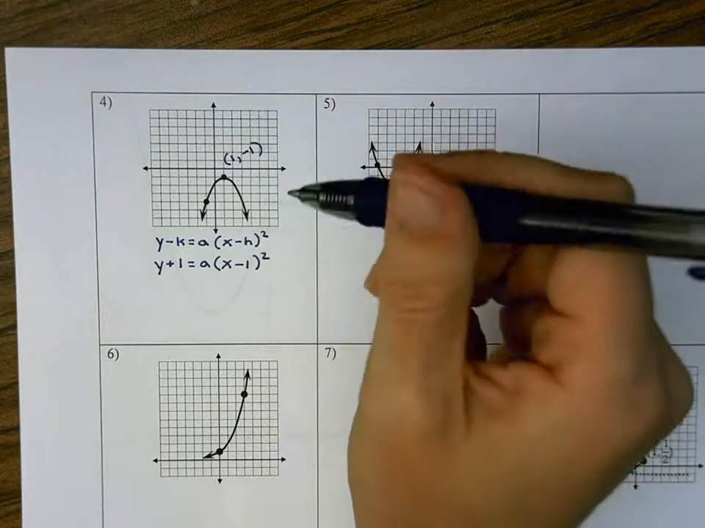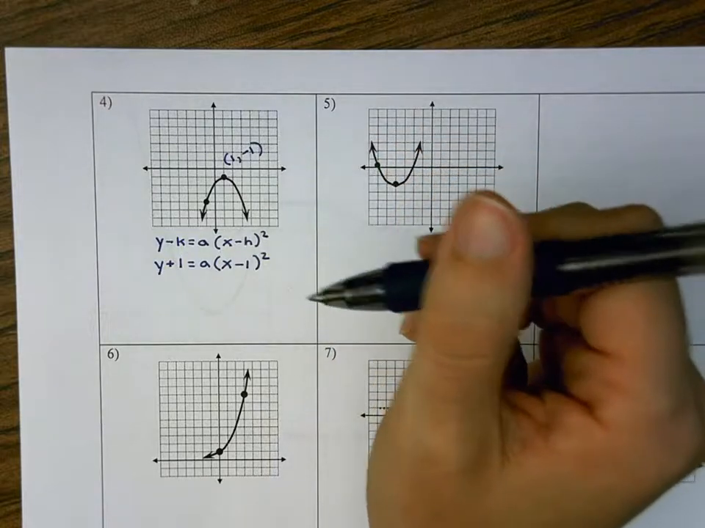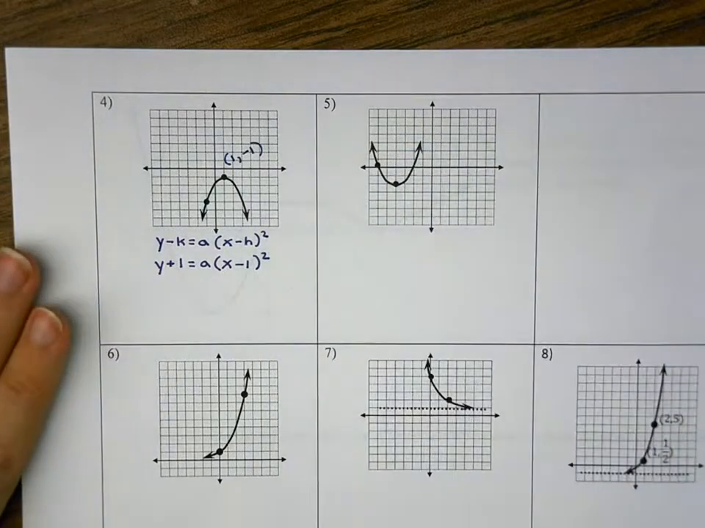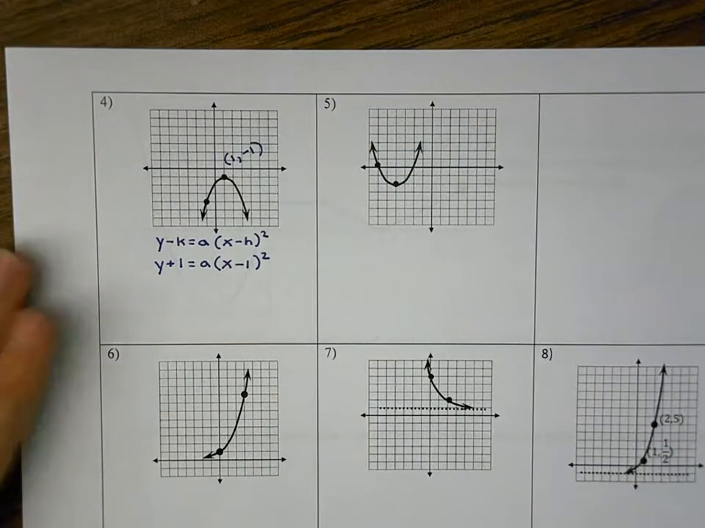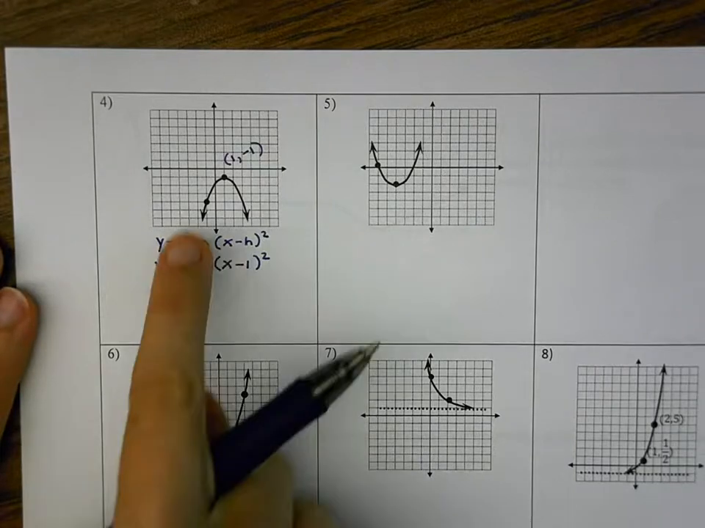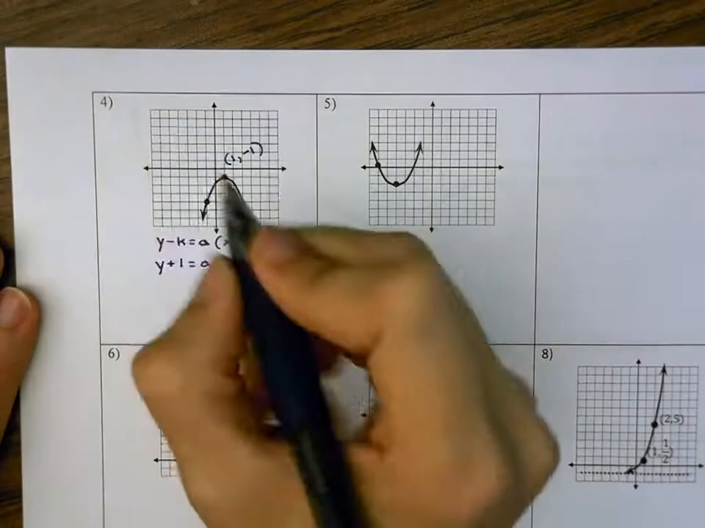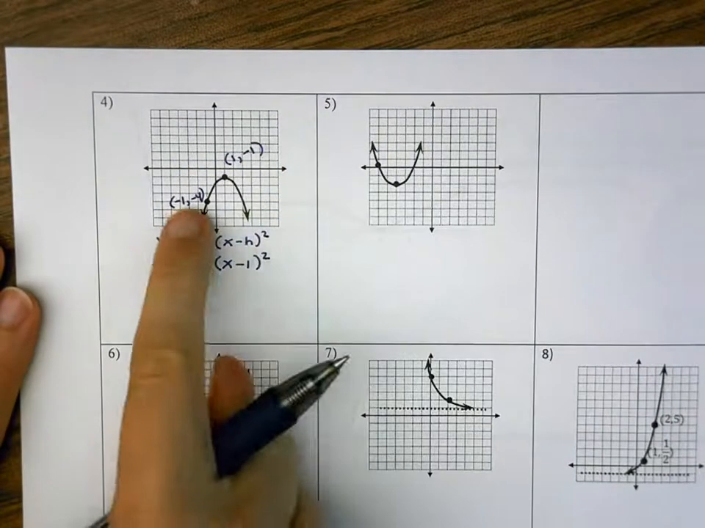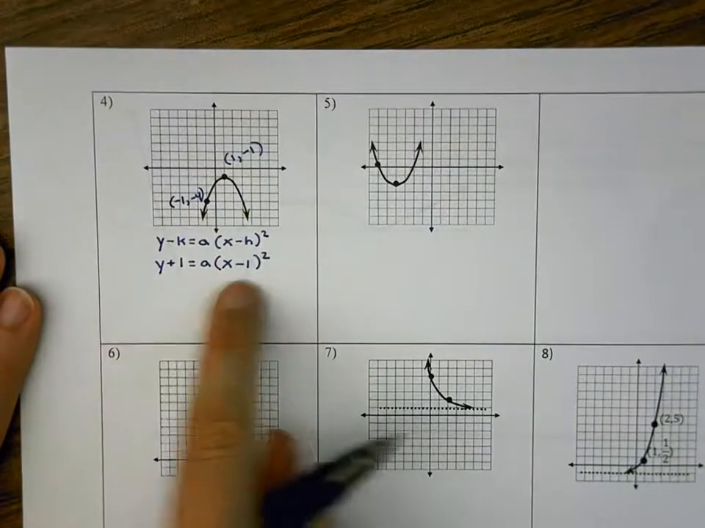This is where solving is going to come in handy, okay? What is another coordinate I know on this quadratic? I know this one over here, right? At negative 1, negative 4. I'm actually going to use that coordinate point to solve for A.